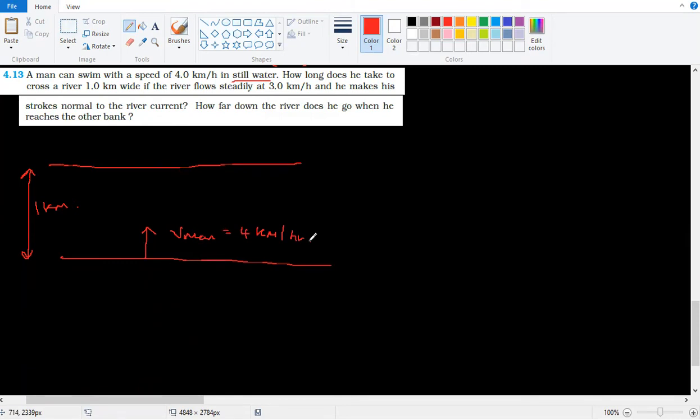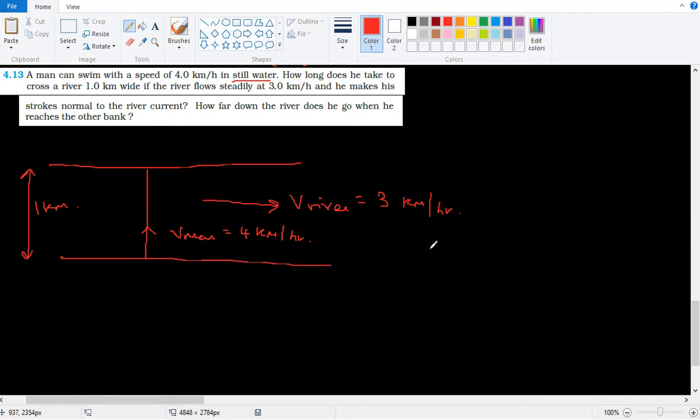How long does he take to cross the 1 kilometer wide river if the river flows steadily at 3 kilometers per hour? So that means the velocity of the river is equal to 3 kilometers per hour. He makes his strokes normal to the river current, which means he is going straight like this. How far down the river does he go when he reaches the other bank? So how long does he take? So they're asking you to find the time taken to cross this.